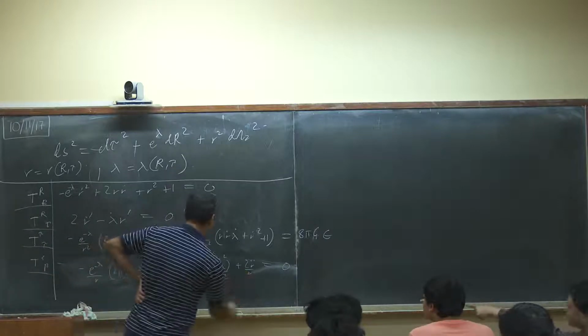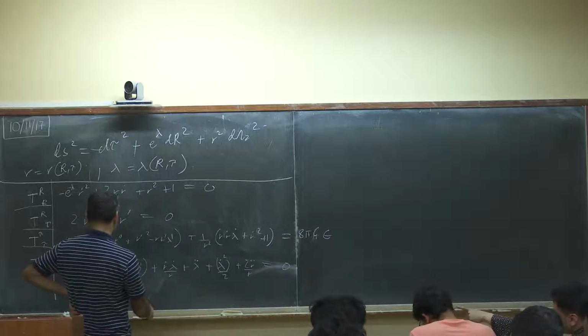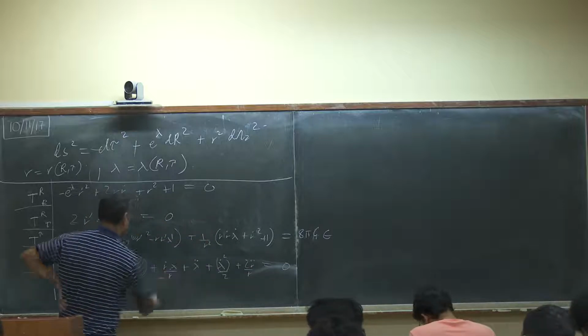This one? Yes, this one is r, and that's r dot lambda dot over r. R dot lambda dot over r, correct.